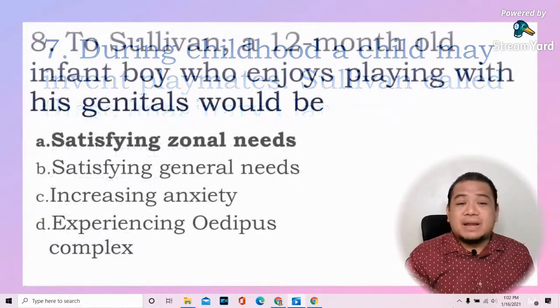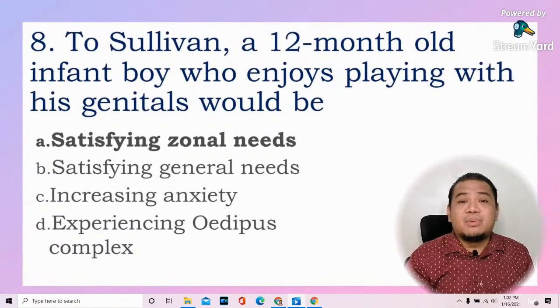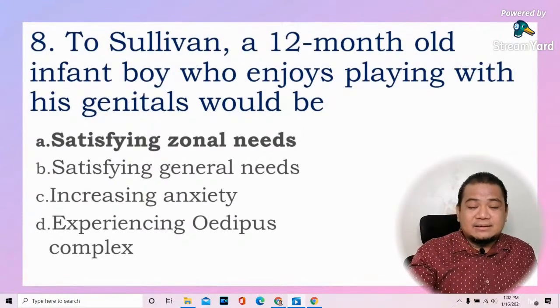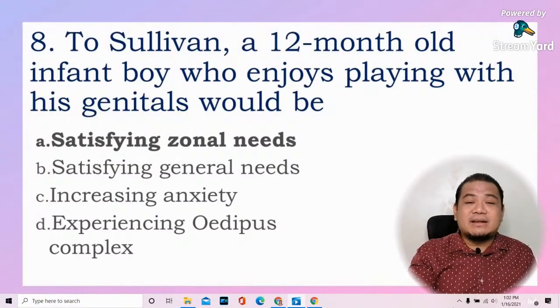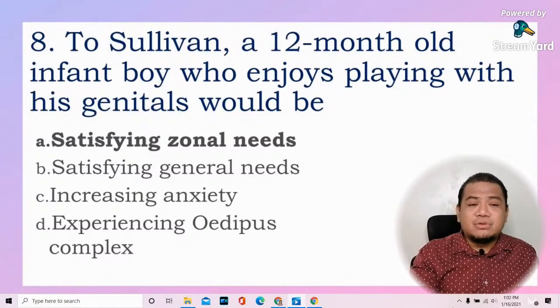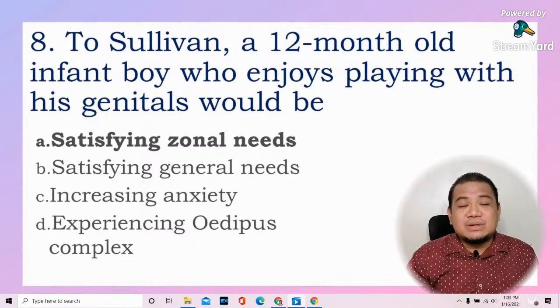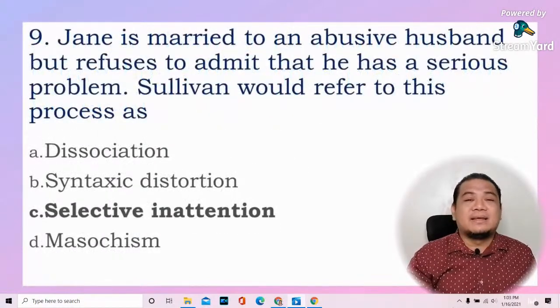Number 8. To Sullivan, a 12-month-old infant boy who enjoys playing with his genitals would be letter A, satisfying a zonal need. The mouth satisfies general needs by taking in food and oxygen, but it also satisfies the zonal need for oral activity.